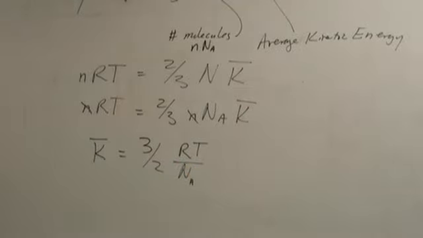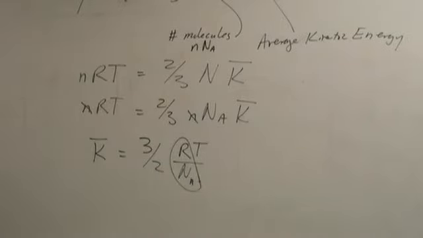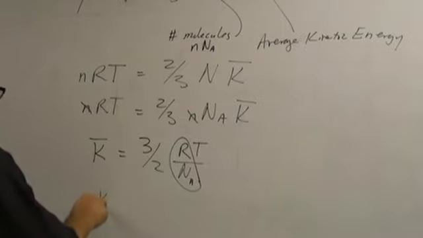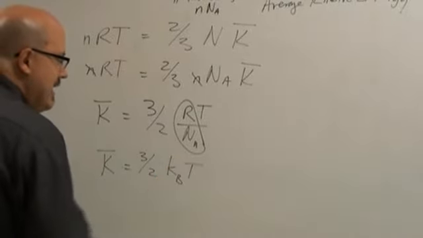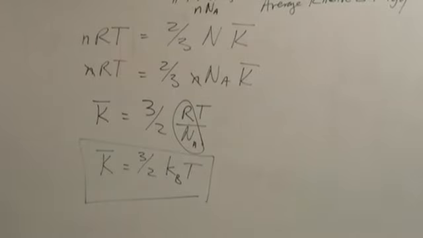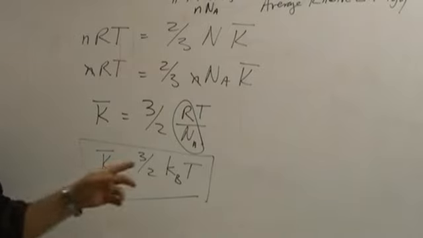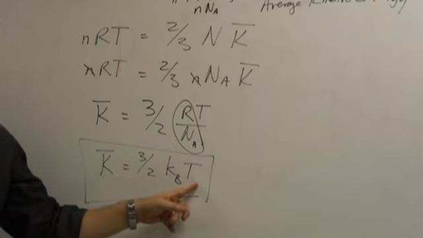Well, guess what? Since that's a constant over a constant, they can make a new constant up. So it looks like this. K average, kinetic energy average, equals 3/2 k sub B T. Okay, 3/2. This is called Boltzmann's constant times temperature.